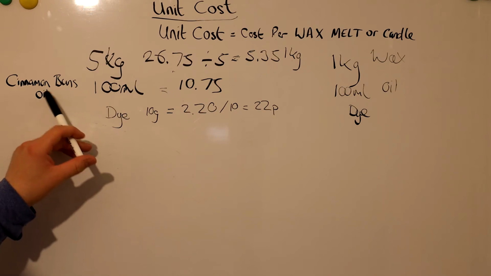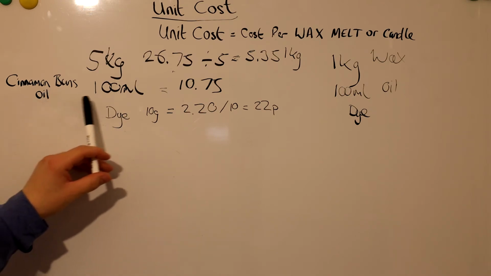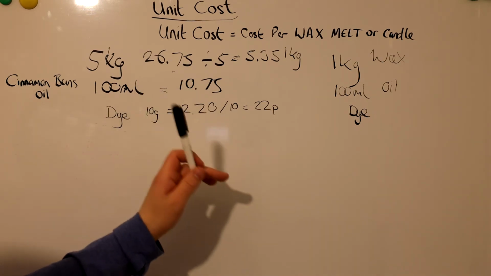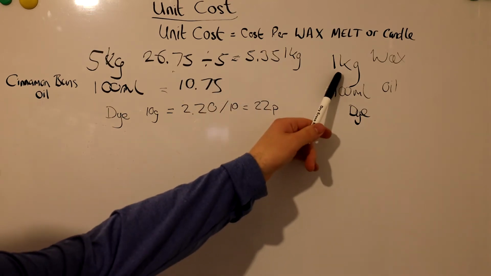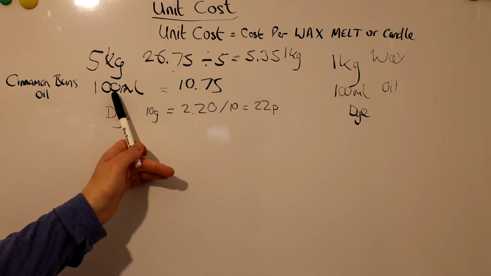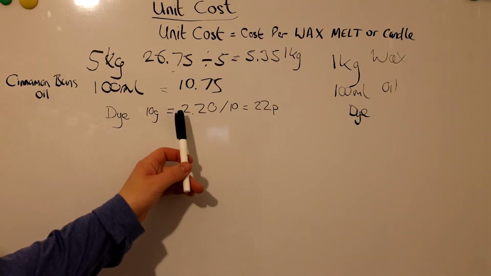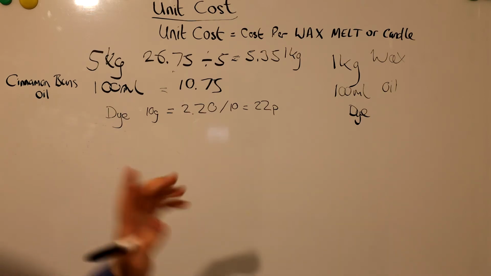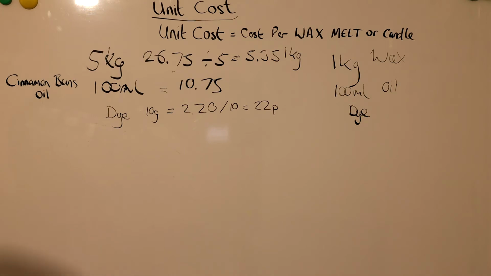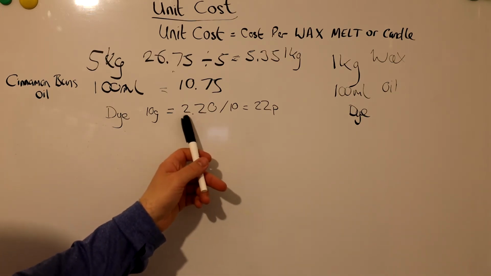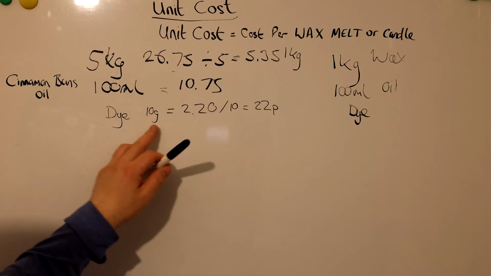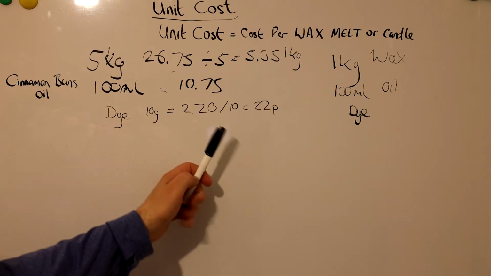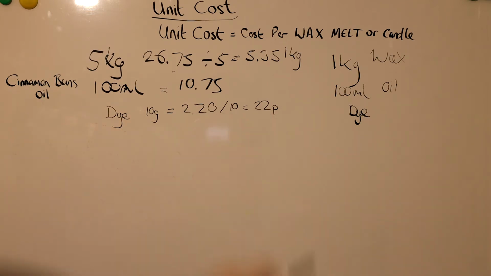So one of my premium oils that I'm going to use is Cinnamon Buns fragrance oil, 100 ml. That costs £10.75. And we're going to use that at a 10% ratio in 1 kilo of wax, which would be the full 100 ml. And then we're going to use a bag of dye, which I sell at £2.20. We're only going to use 1 gram of dye. That's all we need in a kilo, which we get by dividing £2.20 by 10. It's divided by 10 because I sell my dye bags in 10 grams. So to get 1 gram, you divide the total cost by 10, which equals 22p.